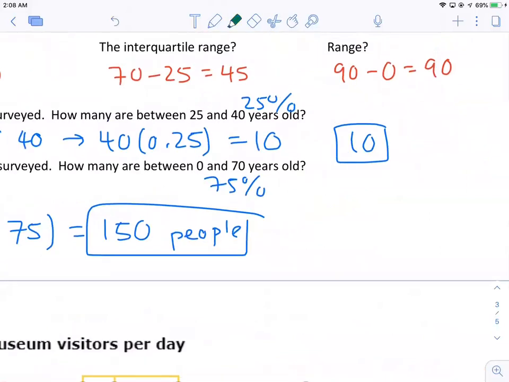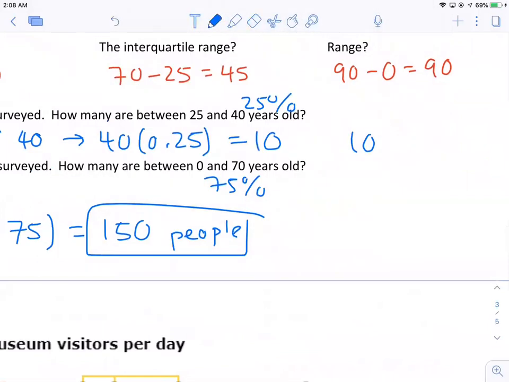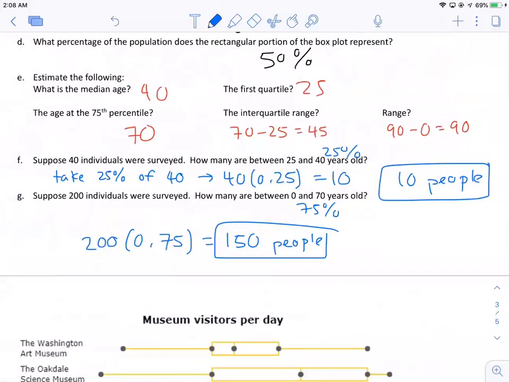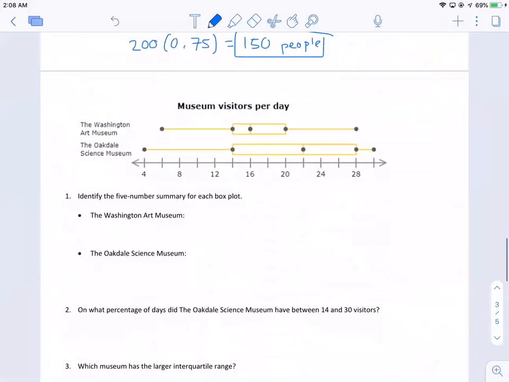Right, and I think I should write out people here just so we know we're talking about actual number of people and not a percentage. Right? So number one here, let's practice.